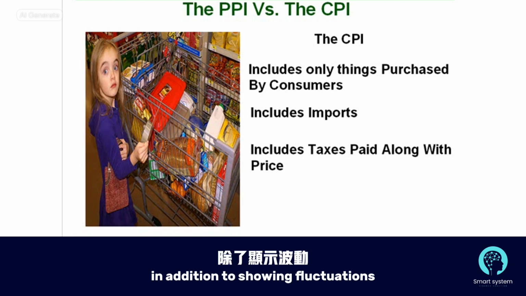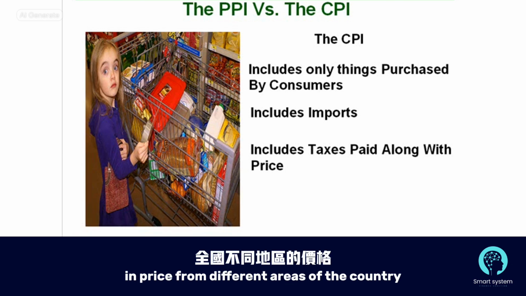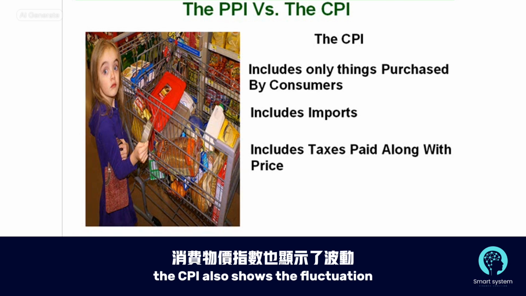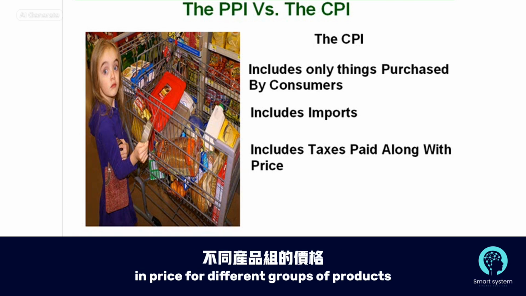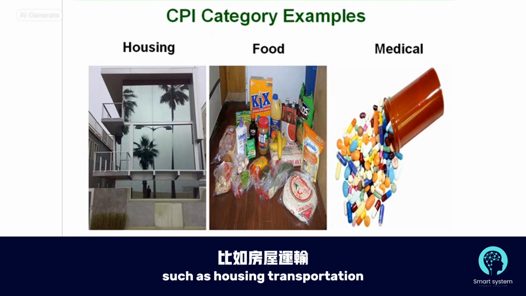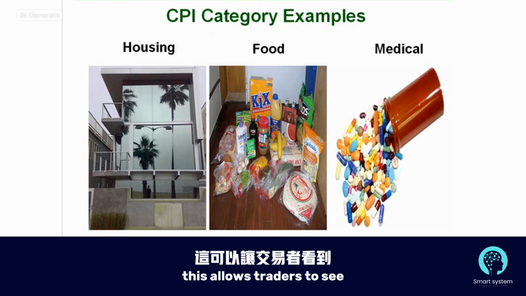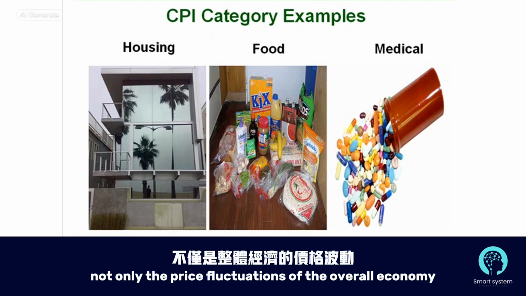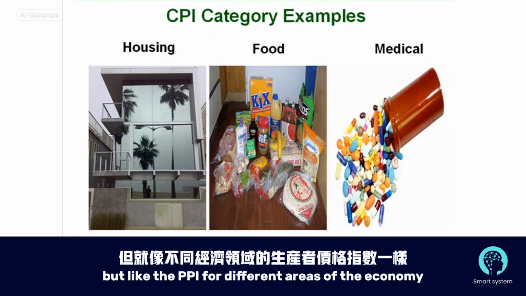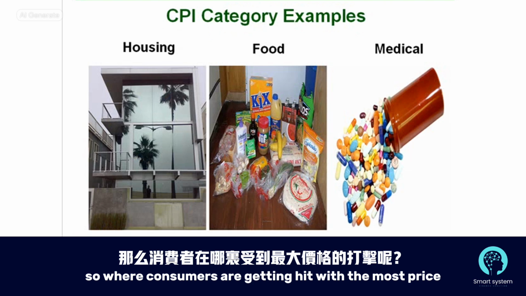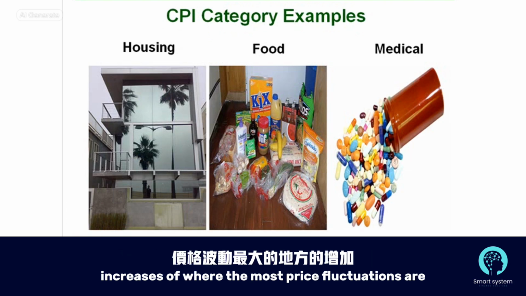In addition to showing fluctuations in price from different areas of the country, the CPI also shows the fluctuation in price for different groups of products, such as housing, transportation, medical care, etc. This allows traders to see not only the price fluctuations of the overall economy, but, like the PPI, for different areas of the economy, so where consumers are getting hit with the most price increases.